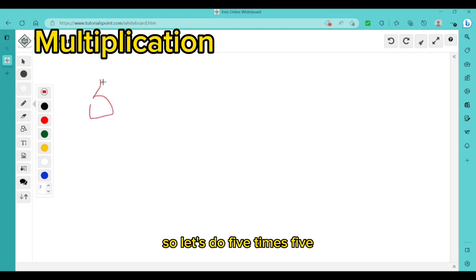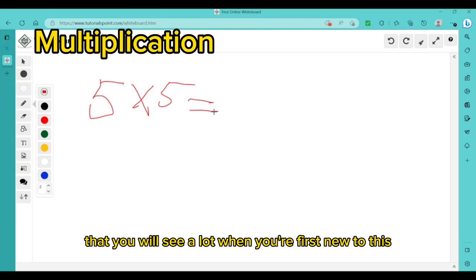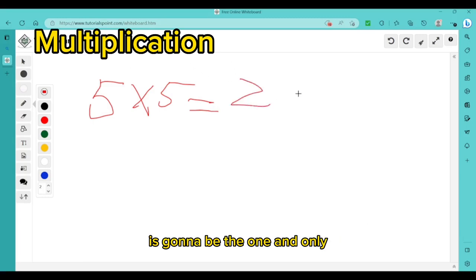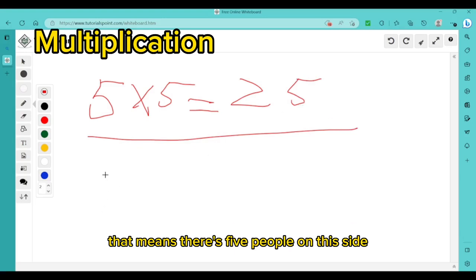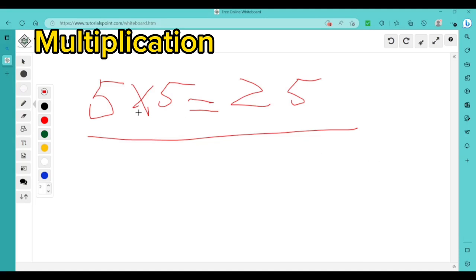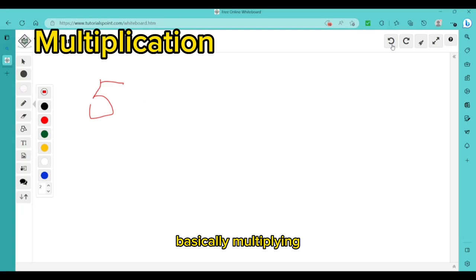So, let's do 5 times 5. One of the easiest, most known problems out there that you will see a lot when you're first new to this. Your answer, of course, is going to be the one and only 25. 5 times 5 is 25. That means there's 5 people on this side, 5 people on the other side. Combining them together equals 25. Just by adding 5 plus 5 plus 5 plus 5 plus 5, all will get you 25. Just add 5 until you get to 25. So, as I said in one of my videos, you've been lied to. I explained that multiplying is the same as adding, but a lot easier.